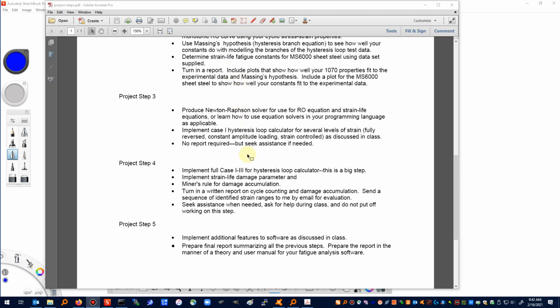1 through 3. That's the big step. That's the rain flow cycle counting algorithm. Implementing Miner's rule for damage accumulation, and at the very baseline to do strain life fatigue calculations for identified hysteresis loops. So let's talk about that just a little bit, then we'll talk about project step 5.